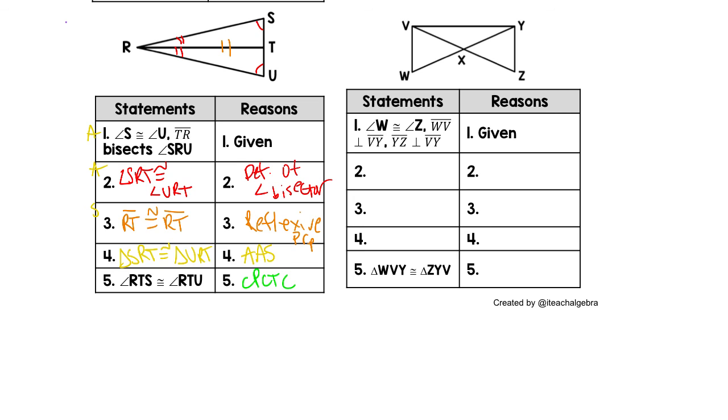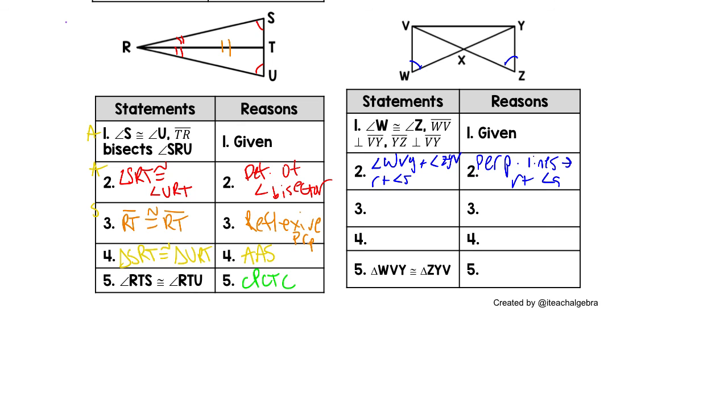Last but not least, I hope everything's starting to kind of fall into place for you here. We have angle W is congruent to angle Z. Segment WV is perpendicular to segment VY. And segment YZ is perpendicular to segment VY. Well, let's remember that angle WVY and angle ZYV are right angles because perpendicular lines create right angles.